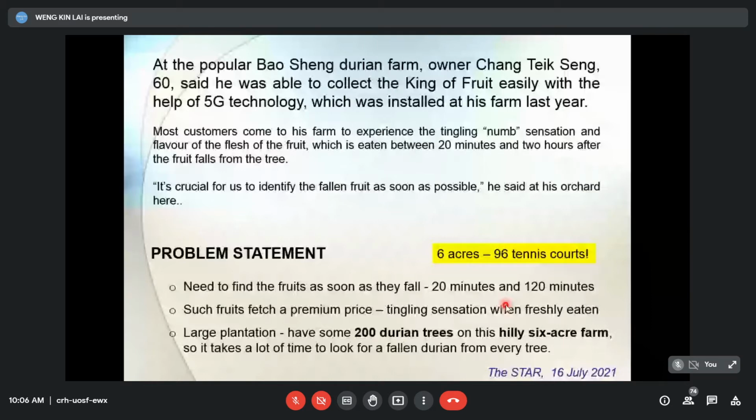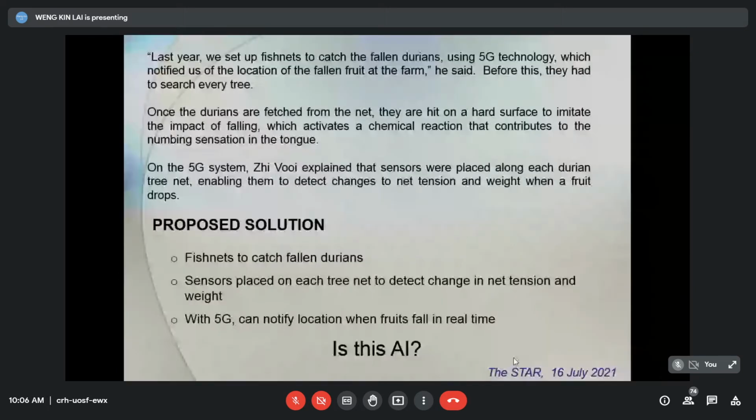And also, since it's hilly, it can be quite tiring. So the proposed solution will be, first of all, they need to set up fish nets to catch the fallen durians.